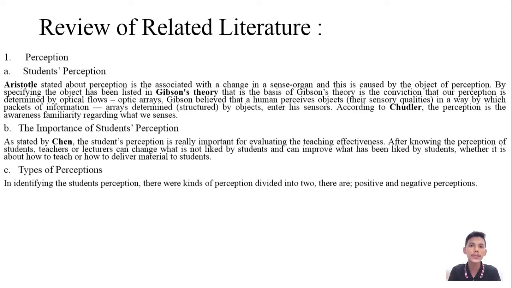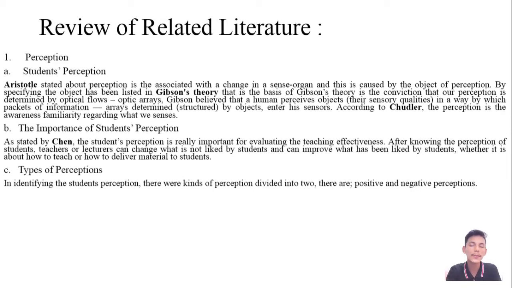And then the importance of students' perception. As stated by Chance, the students' perception is really important for evaluating teaching effectiveness. After knowing the perception of students, teachers or lecturers can change what is not liked by students and can improve what has been liked by students, whether it's about how to teach or how to deliver material to students. Therefore, students' perception is very important, especially for teachers or lecturers.